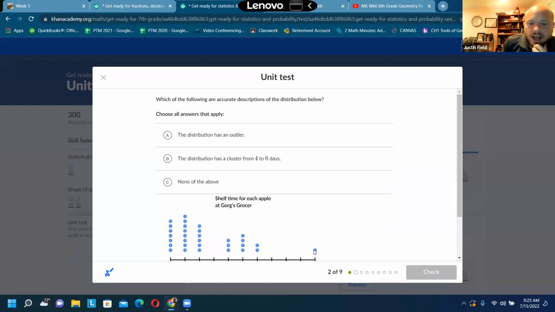Isn't there an outlier? Yes, there is. You see that little point way away from the rest of the data? There you go. And a cluster from 4 to 6. So let's count. 0, 1, 2, 3, 4, 5, 6. Yeah, there's a gap here and then a little cluster right there.